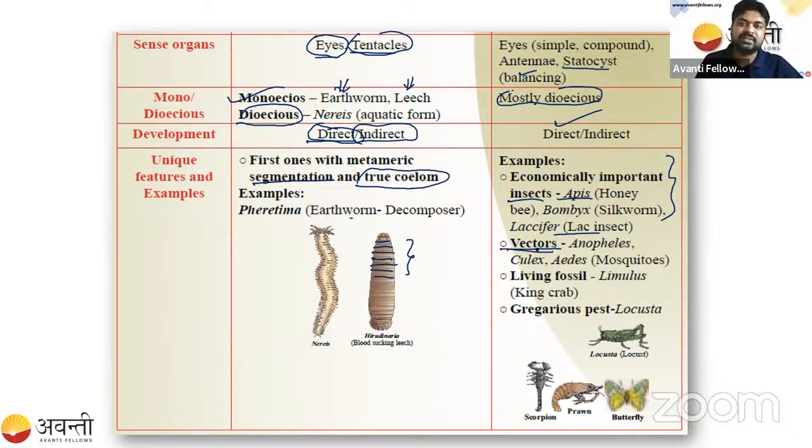Next one, some vectors come under the arthropods. For example, Anopheles, Culex, and Aedes, which are mosquitoes. Vector means they spread disease. That's why they are vectors, or they spread some pathogenic molecules or organisms. Some are living fossils, that means Limulus, the king crab. Some are pests, for example, Locusta. So this is all about the annelids and arthropods.